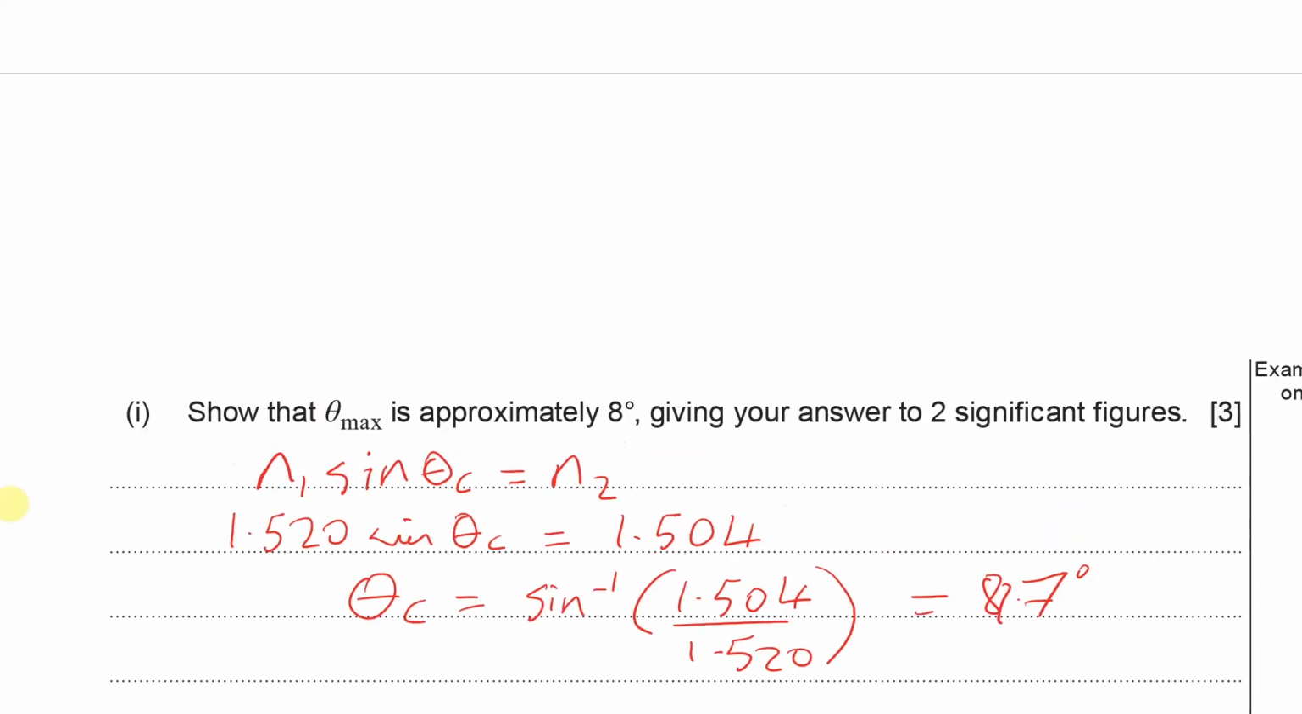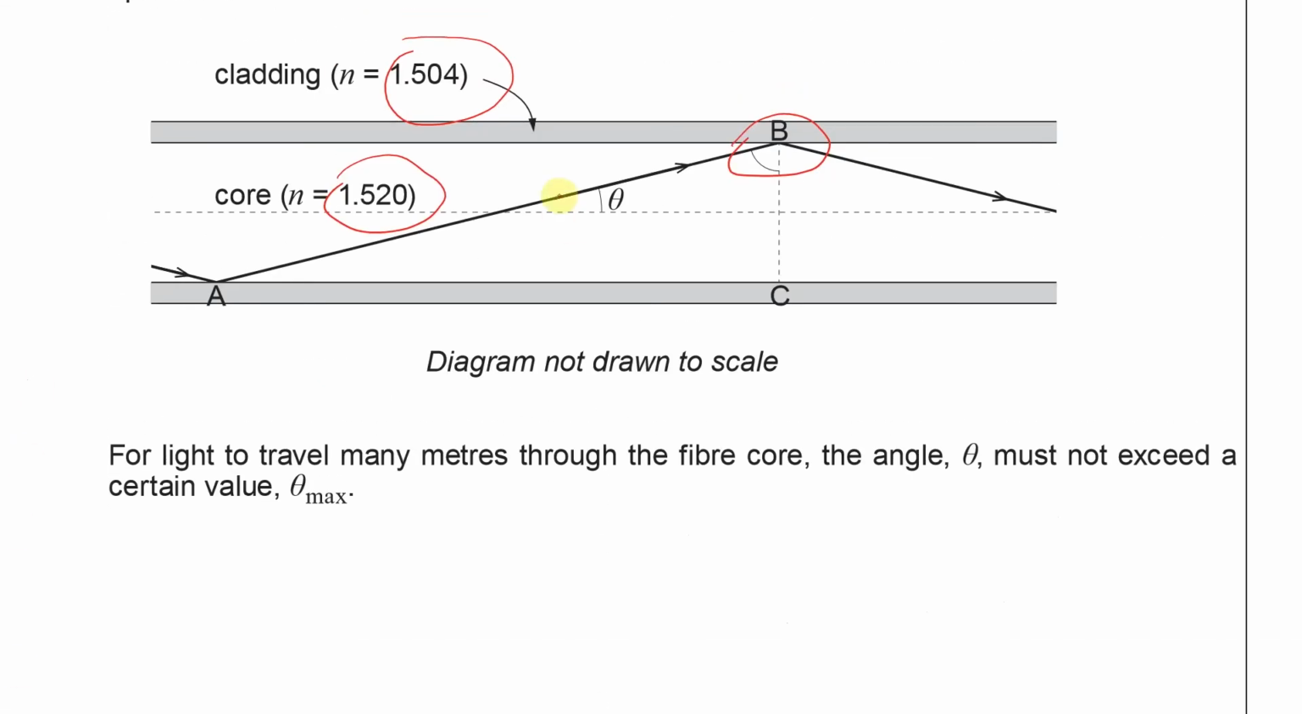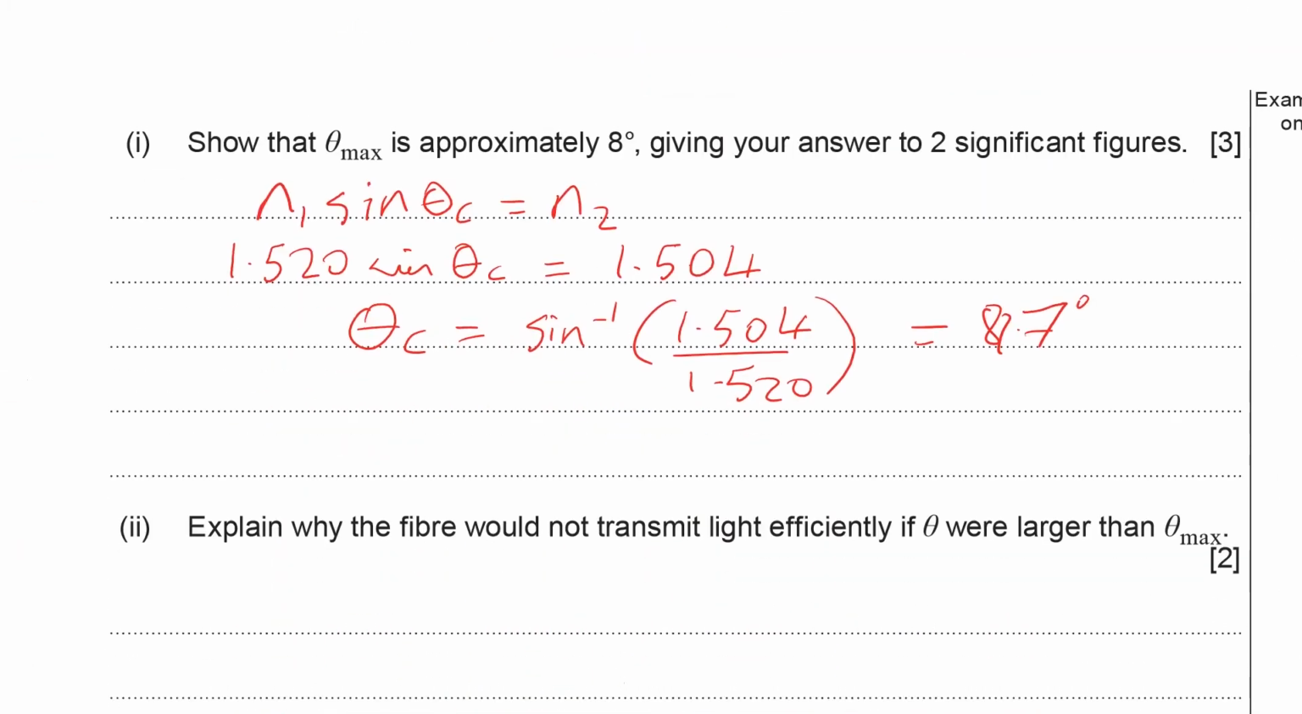That's not the angle that's marked in the diagram. The angle that's marked in the diagram is this one, but there's a right angle triangle here, so theta is going to simply be 90 minus 81.7, which to two significant figures gives us 8.3 degrees.